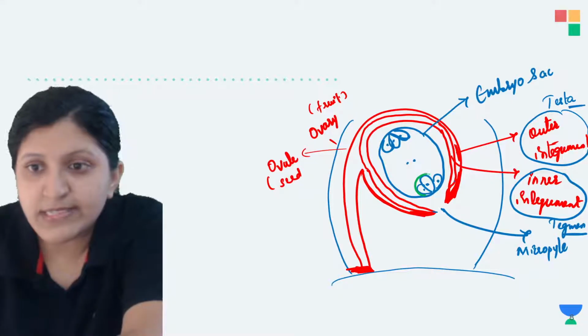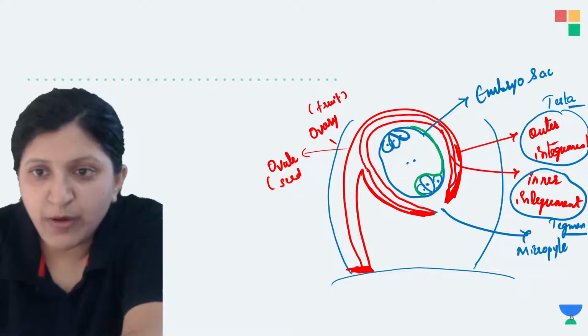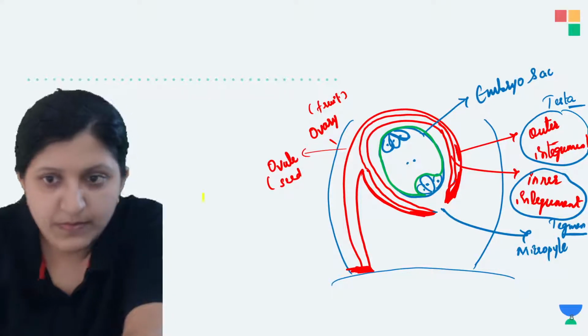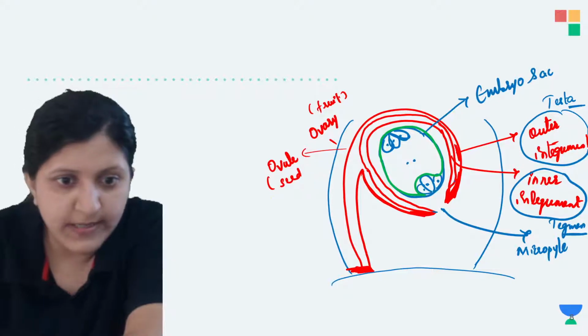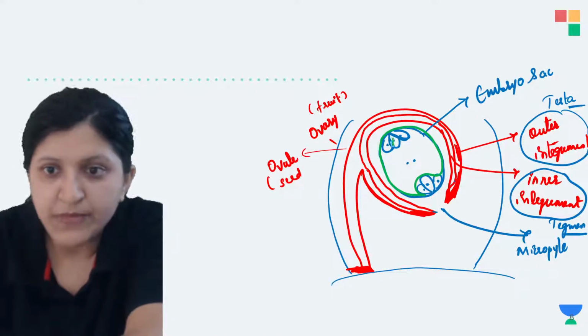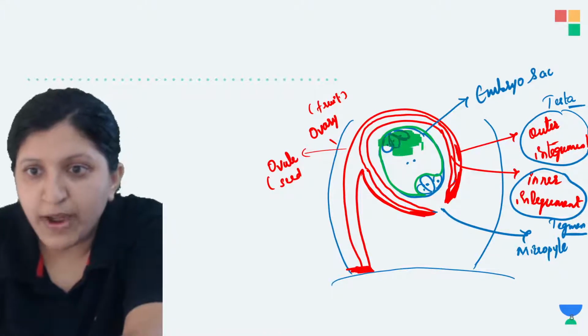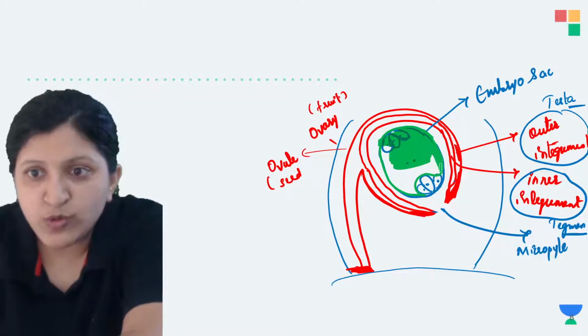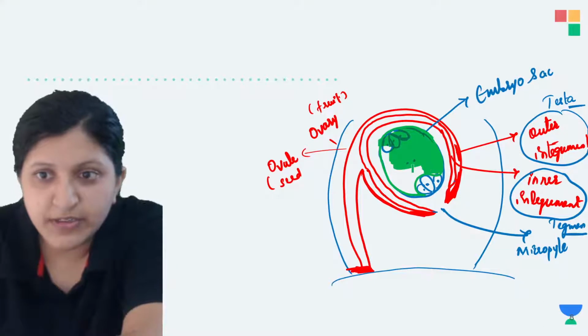Now after this triple fusion, this whole part that you see, which I'm labeling in green, I'll just highlight that. Yes, you see this whole part, right? This whole part is going to become the endosperm. So that is after the triple fusion.